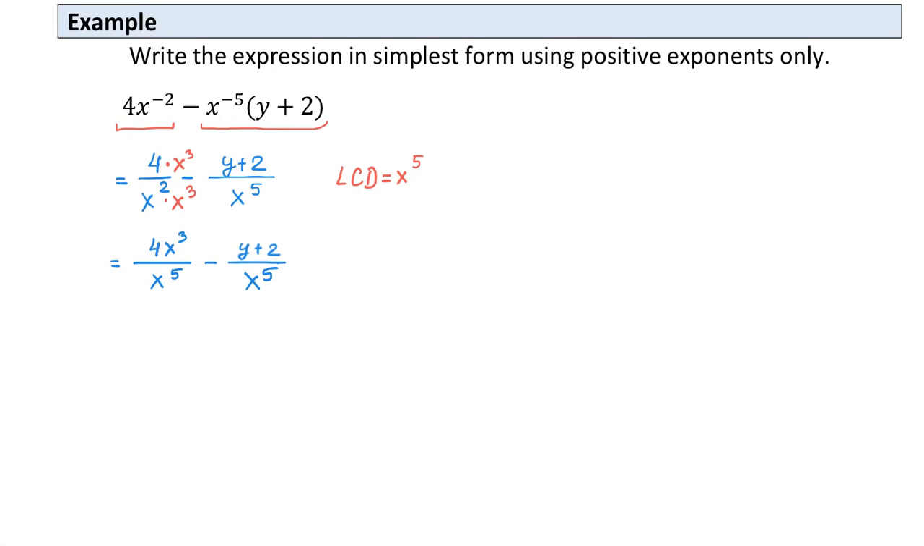And now, once we have the same denominator, we can subtract these two fractions. So the denominator is x to the power of 5, but in the numerator we will bring down 4x to the power of 3 minus, and here we have to subtract y plus 2. But this negative that we have in front of the fraction is like a negative in front of the parenthesis. It will be distributed to this y, and it will be distributed to 2. Therefore, in the numerator, we will have 4x to the power of 3 minus y and minus 2. And this will be the final answer.